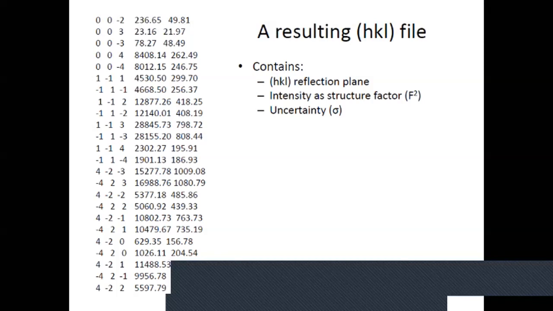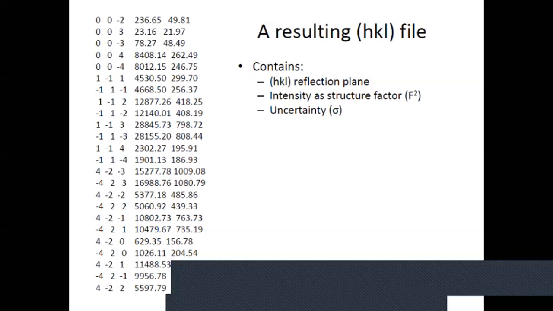And so your program generates this HKL file. It contains the HKL indices. It contains its intensity, which is the first numerical column, and it contains its uncertainty. You have to have this in order to solve a structure. If you don't have this, you can't do anything.